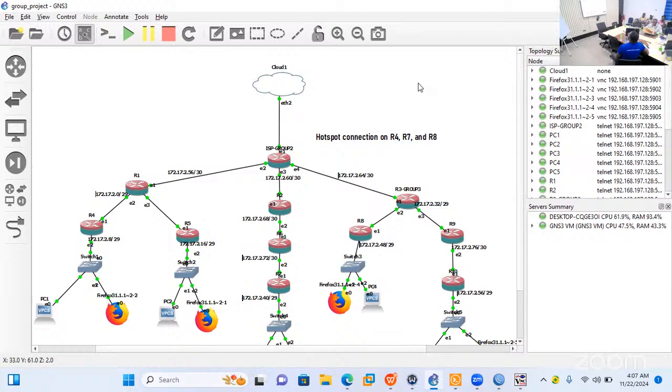Okay, thank you. OSPF is usually better, even if you want to scale up. The RIP is usually used for the small scale and all the stuff. It's okay, thank you.